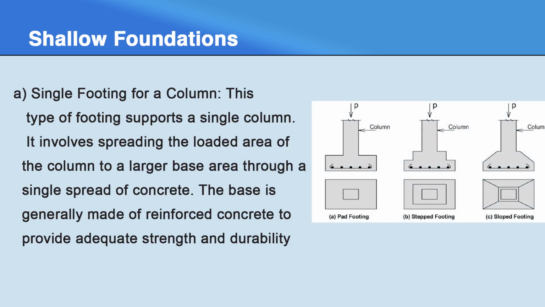Various types of spread footing include single footing for a column. This footing supports a single column. It involves spreading the loaded area of the column to a larger base area through a single spread of concrete. The base is generally made of reinforced concrete to provide adequate strength and durability.